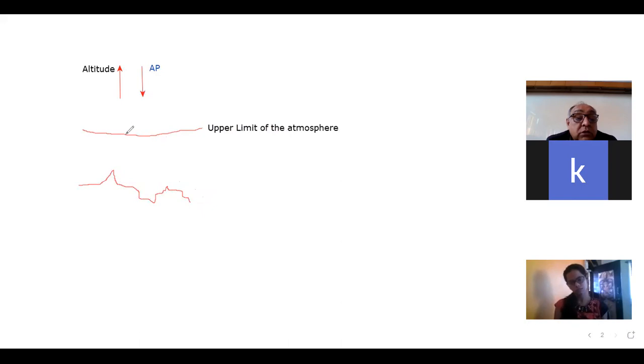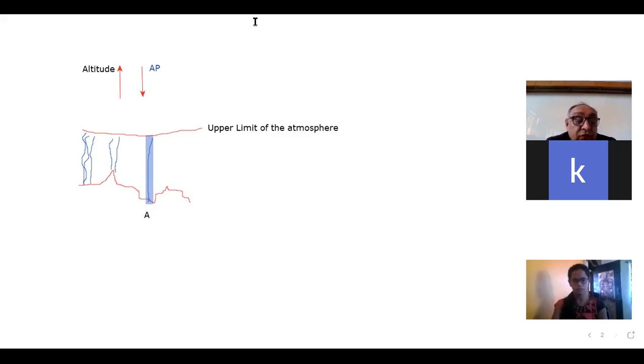Okay, so now this is the upper limit. Between this upper limit and the surface of the earth, there exists the atmosphere. There exist the gases, particles, water vapor. So now let us see the length of the column of air at this particular point. Let me mark this point as A.